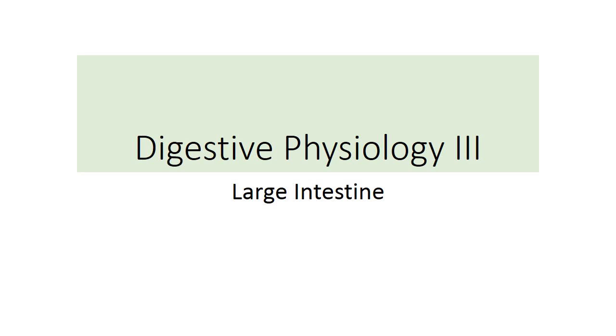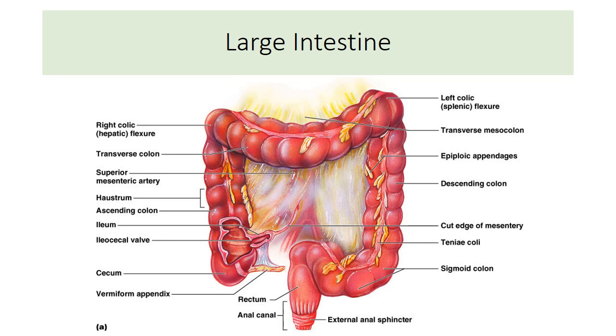We'll be finishing up the digestion system physiology by looking at the function of the large intestine as well as the defecation reflex. Looking at the gross anatomy of the large intestine, recall that the terminal end of the small intestine is the ileum. So the ileum will enter into the cecum through the ileocecal valve, and so the cecum will be the first part of the large intestine.